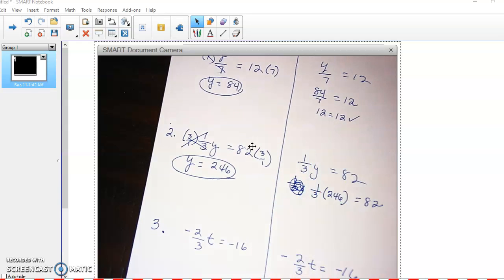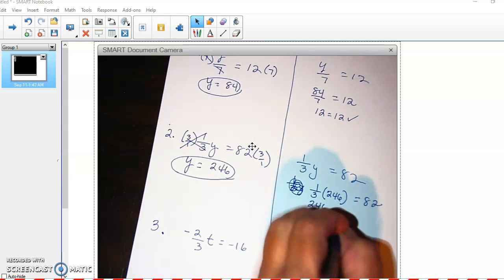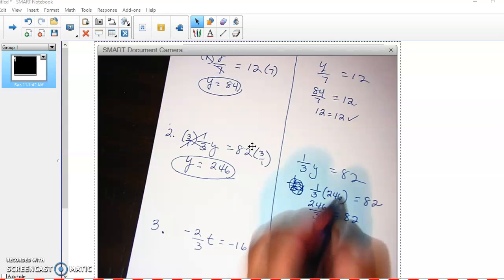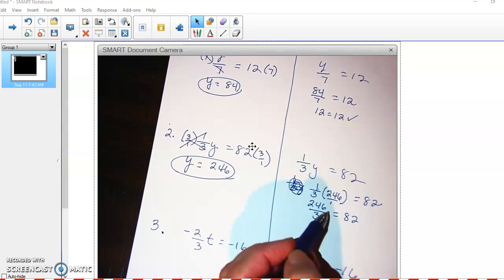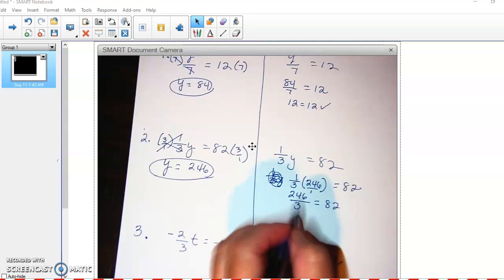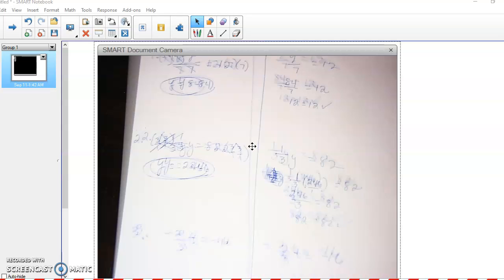And let's check. So this is going to be 246 divided by 3 equals 82. So what I did was numerator times numerator, denominator times denominator. And 246 divided by 3 is 82. So that one checks out.